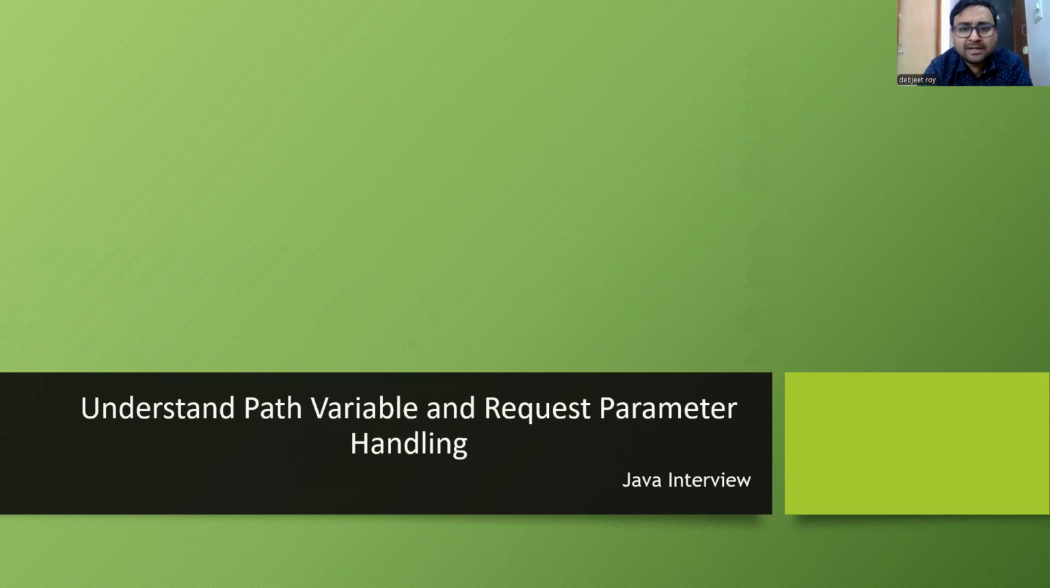Then understanding path variable and request parameter handling, that I have already told you. The request parameter will have some key value pairs. So there can be something like a question mark, then key equal to value, and key equal to value, and key equal to value. Like that, the data will be passed from the URL side. And in the backend side, we need to add it in the particular method with the @RequestParam annotation. Okay, so this annotation is also very important.